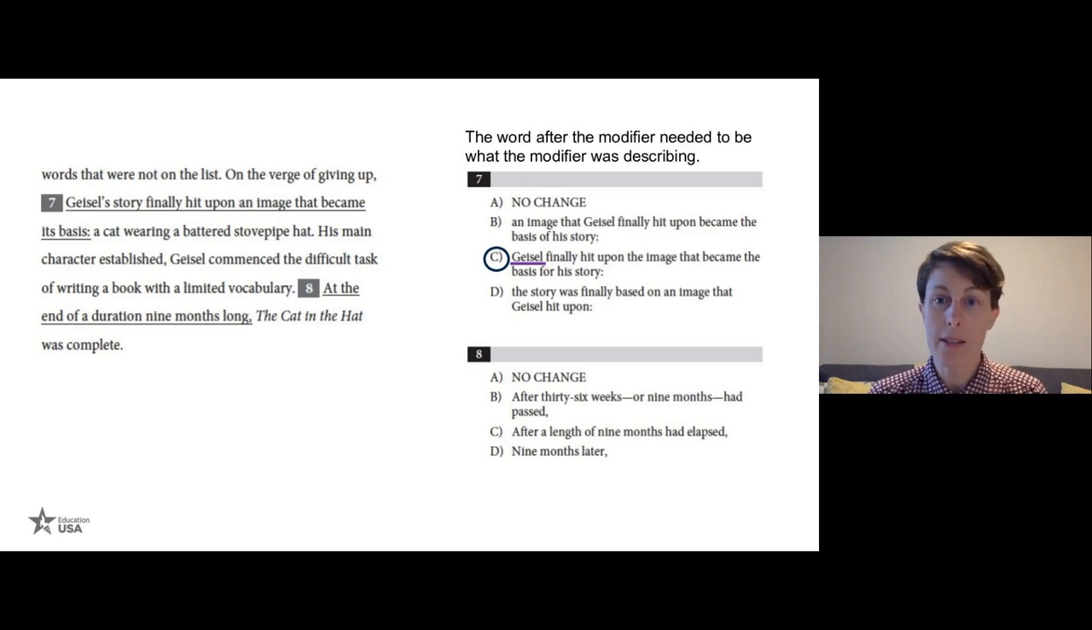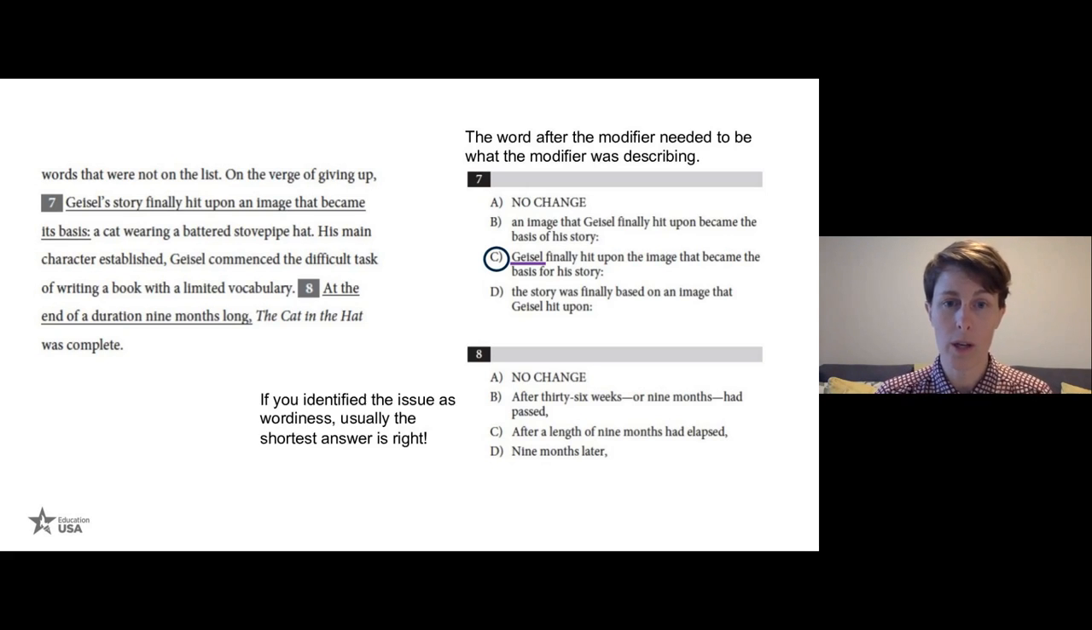And then number eight is another quick one, right? I'm sure you read that and you went, that's a lot of words for no reason. So let's go to the answer choices. Wow, there's one that's really short. Does it work? Absolutely. D was the right answer. The wordiness was most definitely the issue here.